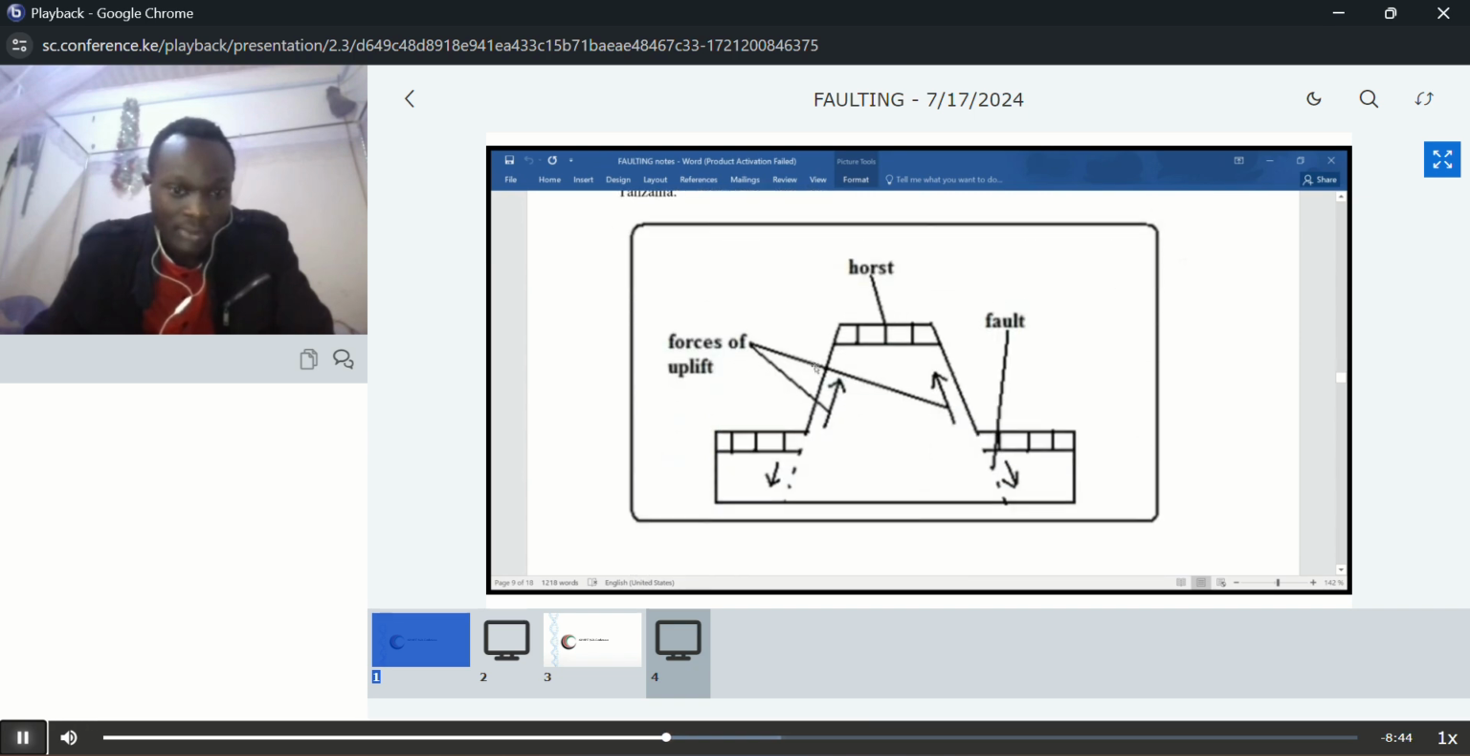You have the forces of uplift and a fault occurs and this part of the landmass sinks, leading to formation of a block mountain or what we call the horst, as depicted by the diagram.